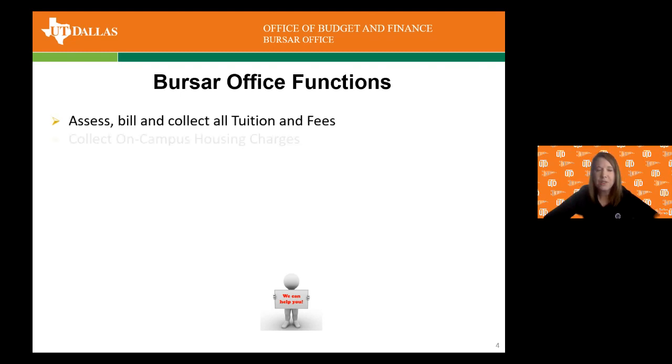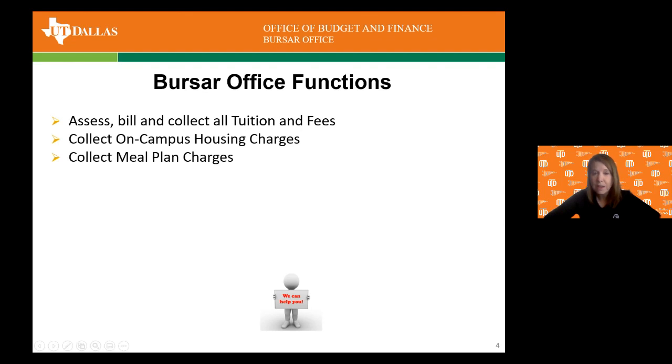Some of the Bursar office functions: we assess, bill, and collect on all tuition and fees. And we collect on housing charges, and we collect on meal plan charges. Let me tell you why that's separate from assessing, billing, and collecting on tuition and fees. If you were to call our office and ask why you're being charged a certain amount for your tuition, so let's say you're enrolled in 9 credit hours and you want to make sure we're charging you the correct tuition, we're going to be able to look at that, assess it, and figure out if that's correct.